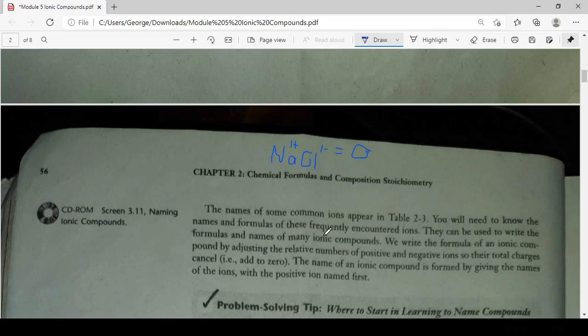Okay, again, when we write the formula of an ionic compound, you adjust the relative numbers of positive and negative ions so that their total charges cancel out. Kids, they should be 0. So again, kids, they should be 0. We adjust our compounds in order for us to get a 0 charge.